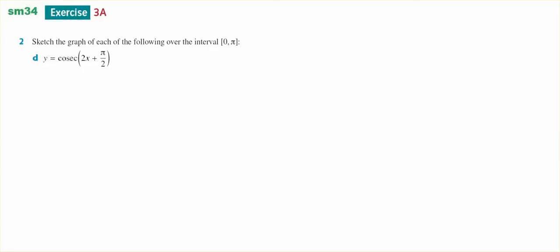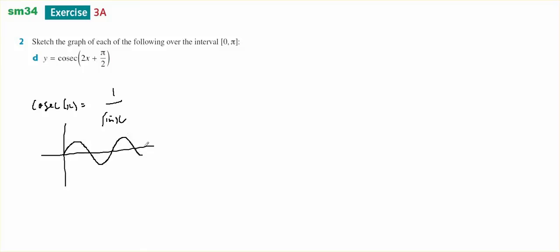This is for Year 12 Specialist. It comes out of 3A. It's sketching a cosec. Remember that cosec of x is equal to 1 on sine of x. I know that the sine of x will look like this. So 1 on the sine of x, where sine is equal to 0, you're going to have an asymptote.